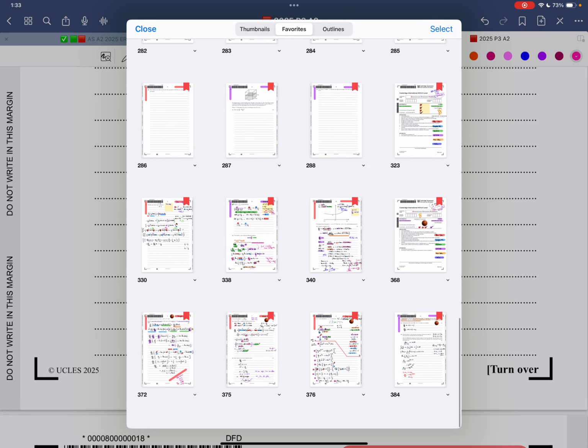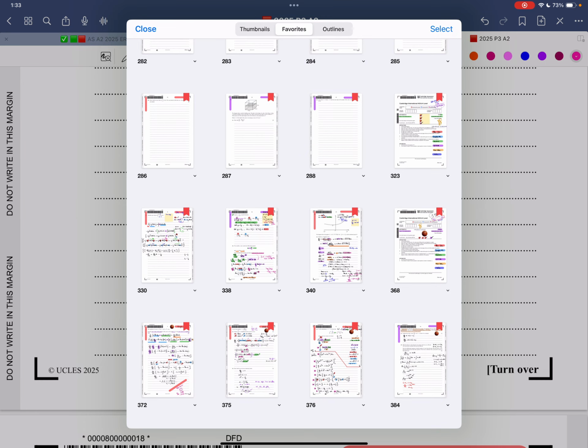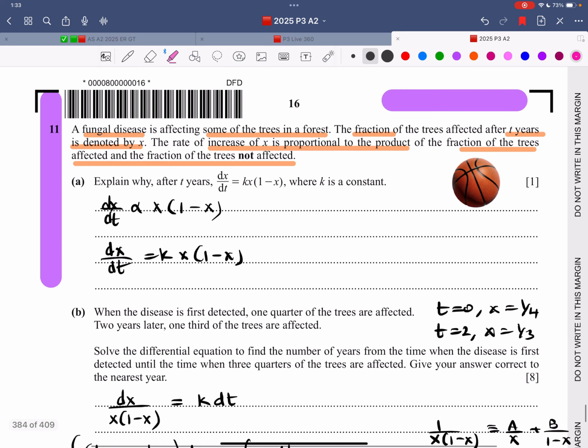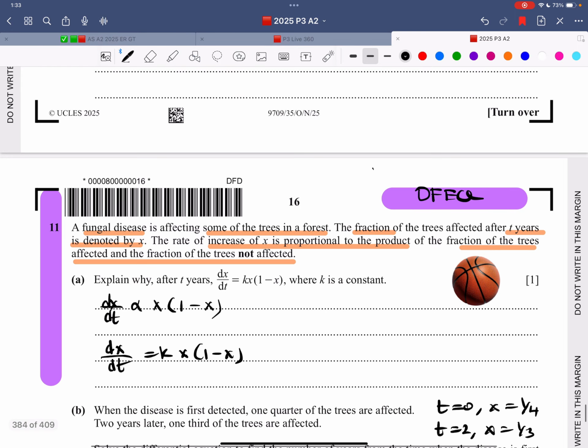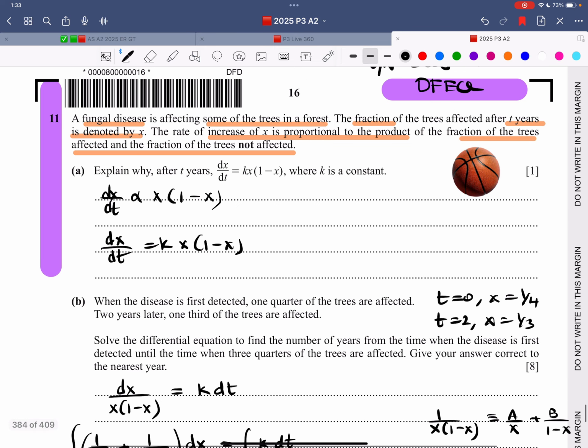Let me go to variant 35, and where is the question? Yes, that's the one. Okay. So another differential equation question, keep in mind, this is October-November 2025, variant 35. All variants are good. I just selected 2 of them and started working on them.